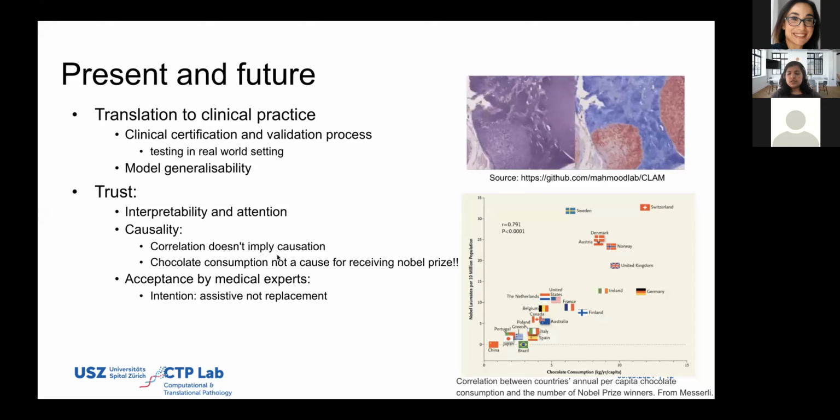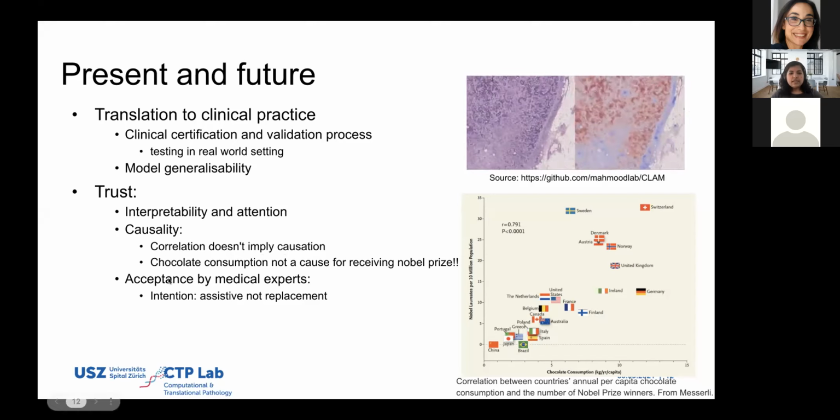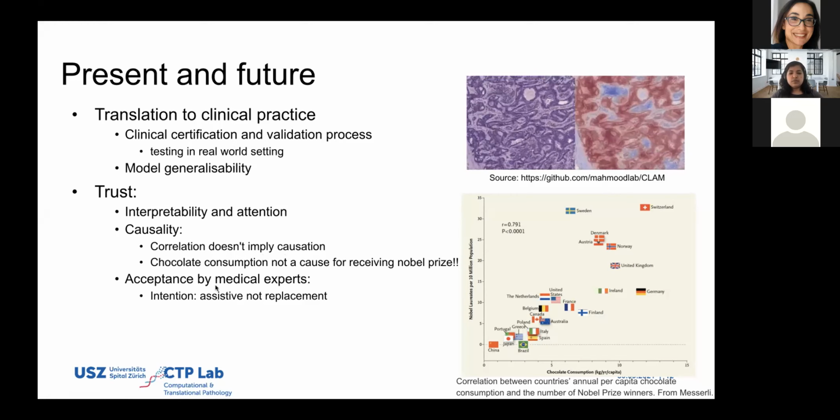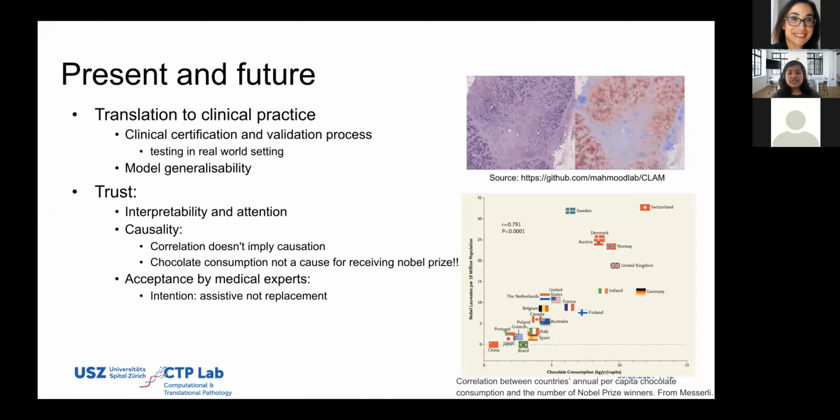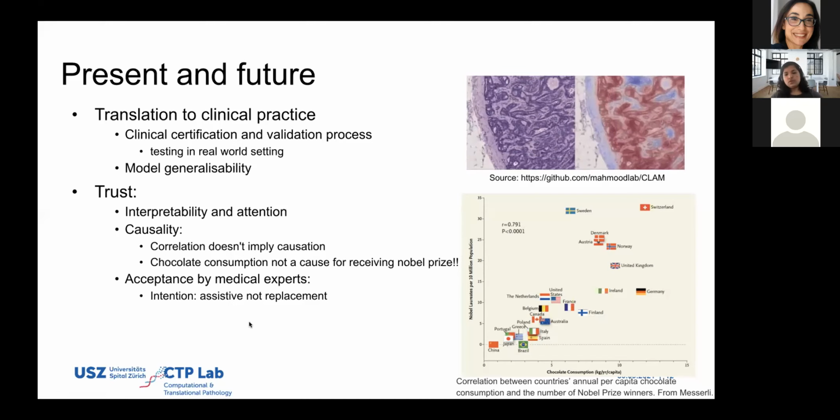And there's a lot of research going on in this field. And next is the acceptance of these models by the medical experts. We want to make it clear that the intention is to be assistive and not a replacement. And there's also research going in that direction.